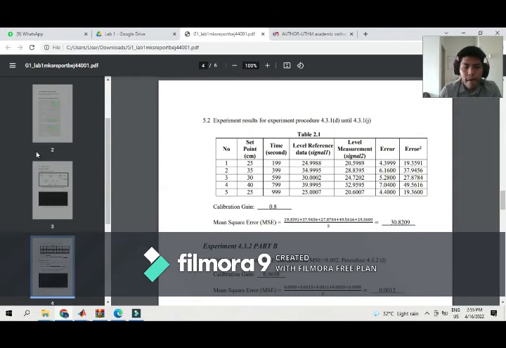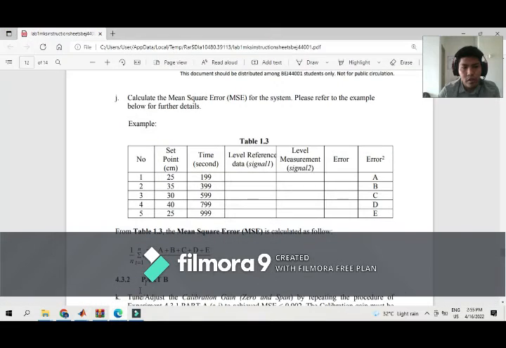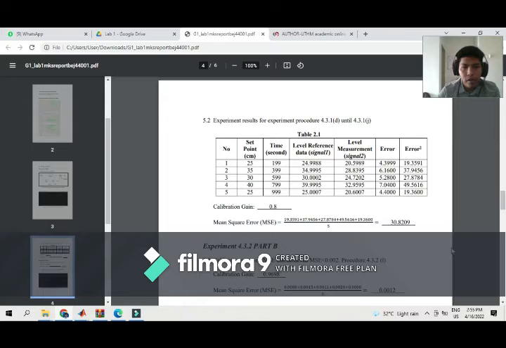For the calibration gain we get 0.8, and for the mean square error we use this formula: a plus b plus c plus d plus e, divided by 5, and we get the answer for the mean square error, 13.8209.